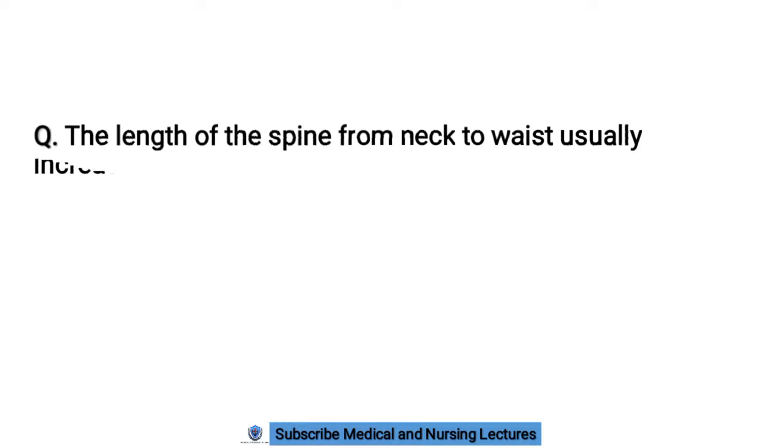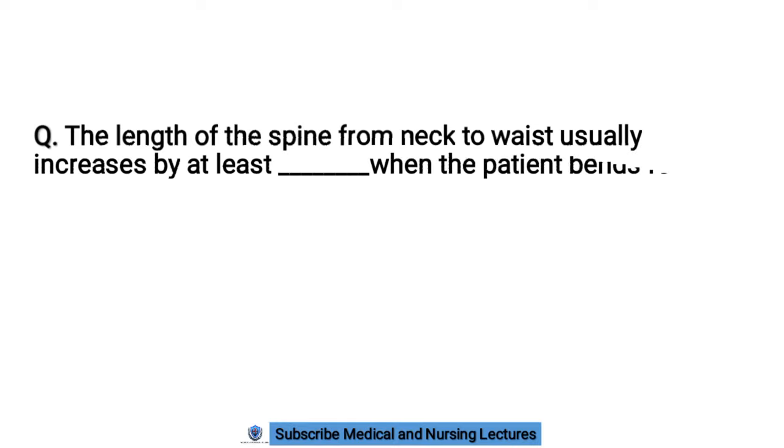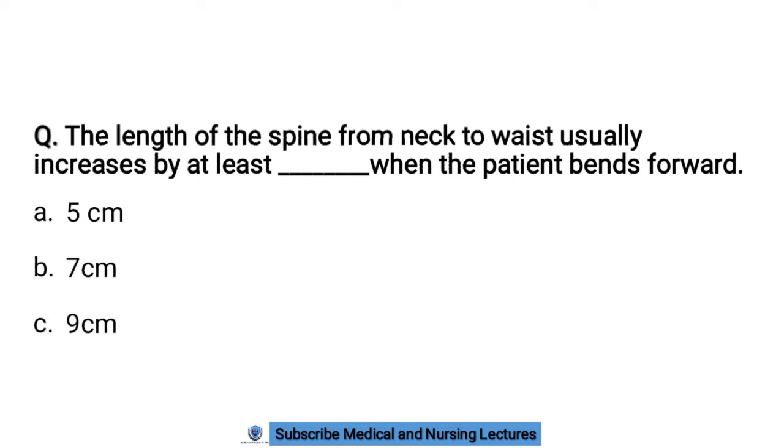The length of the spine from neck to waist usually increases by at least how much when the patient bends forward? Option A, 5 cm; option B, 7 cm; option C, 9 cm; option D, 11 cm. The correct option is option A, 5 cm.